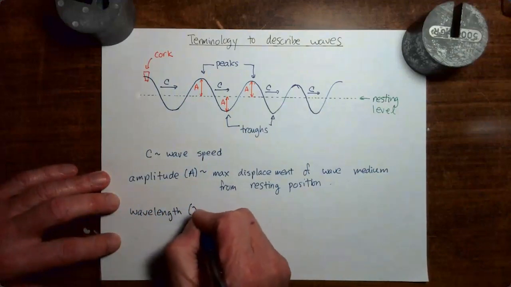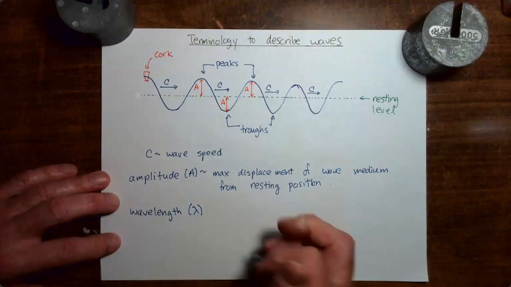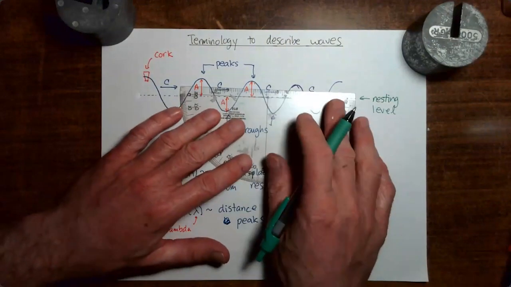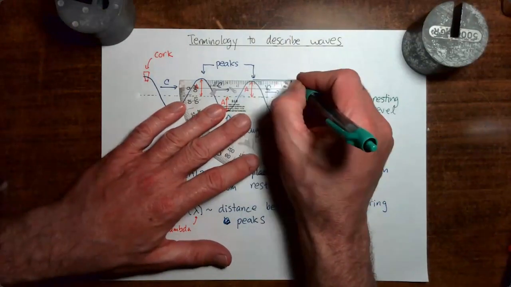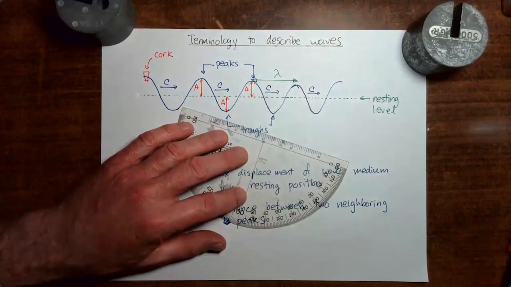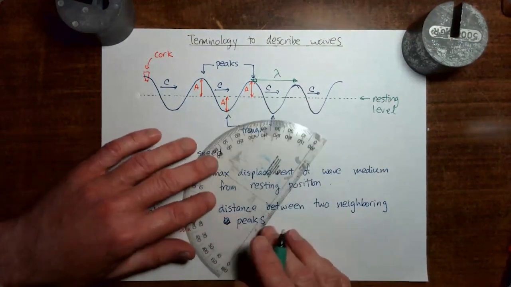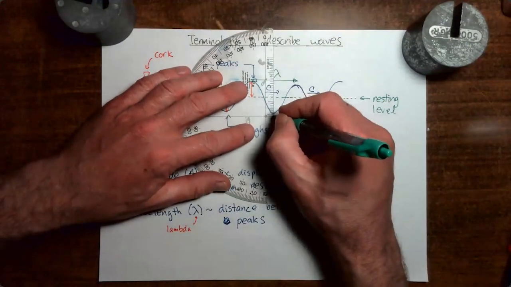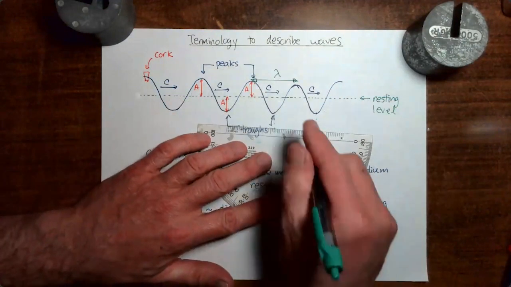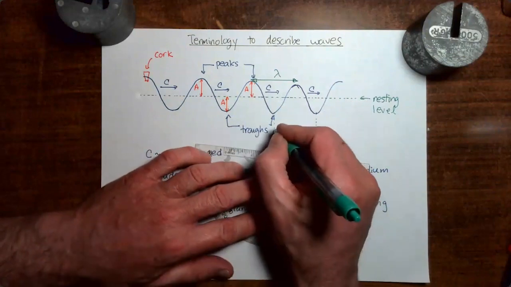The symbol we use for wavelength is the Greek letter lambda. The wavelength of the wave is simply the distance between two neighboring peaks. So if I come into the figure here, this distance right here would be one wavelength. Or for that matter, we could also say that the distance between two neighboring troughs is also one wavelength.